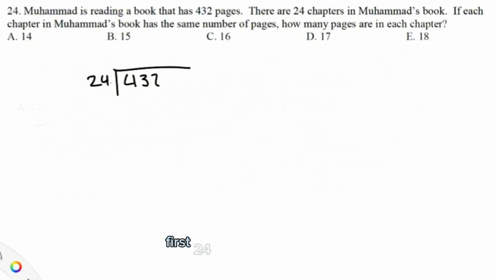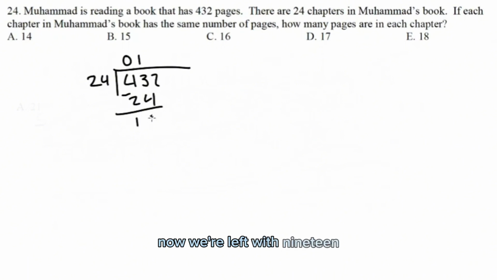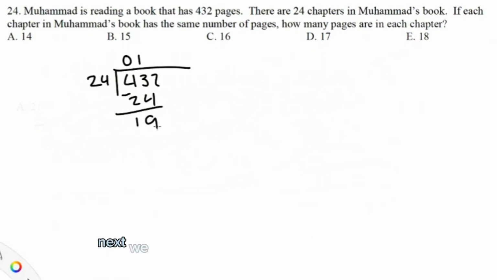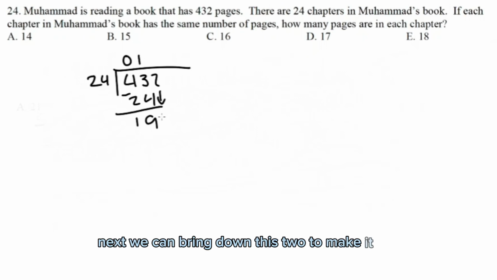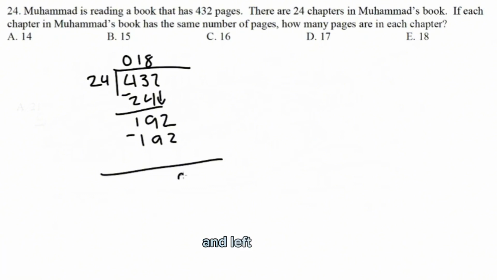First, 24 does not go into 4, so we can write a 0. Next, 24 goes into 43 once, so we can write a 1 and subtract 24. Now we're left with 19. Next, we can bring down this 2 to make it 192. How many times does 24 go into 192? It's 8 times. So we have 18, we subtract 192, and we're left with 0, which means 18 is your answer.